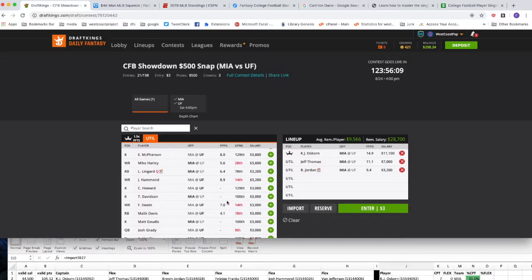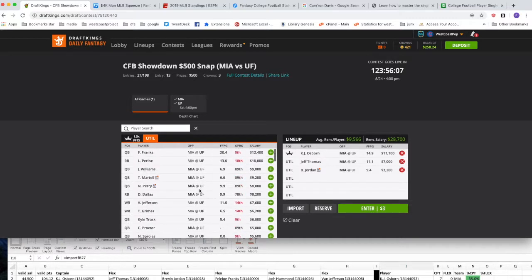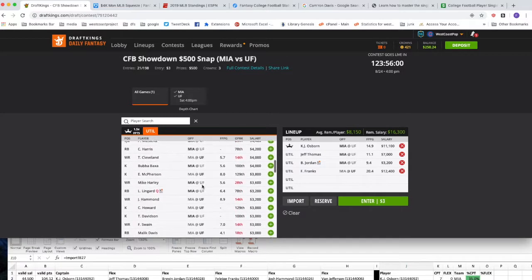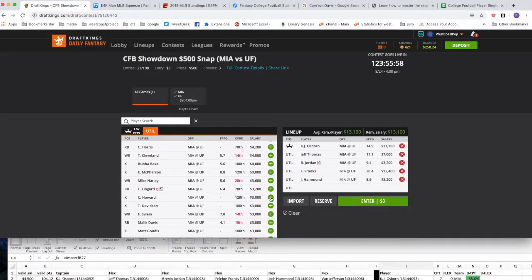Here's our first quarterback, Felipe, and Josh Hammond. So far, 4 wide receivers and 1 quarterback, and Van Jefferson.